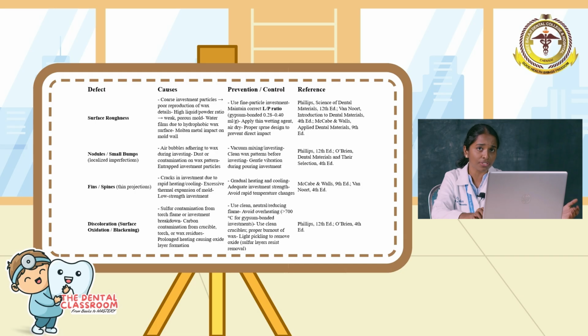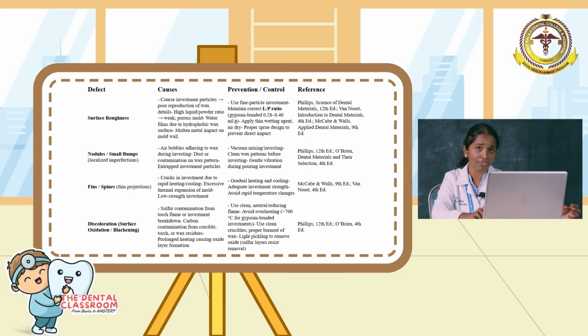The other type of surface roughness is one such as nodules or small bumps. Air bubbles adhering to the wax during investing, dust or contamination on the wax pattern, and entrapped investment particles can result in this. So this can be prevented by vacuum mixing or investing, cleaning the wax pattern before investing, and gentle vibration during pouring of the investment, in order to prevent nodules and small bumps upon the casting.